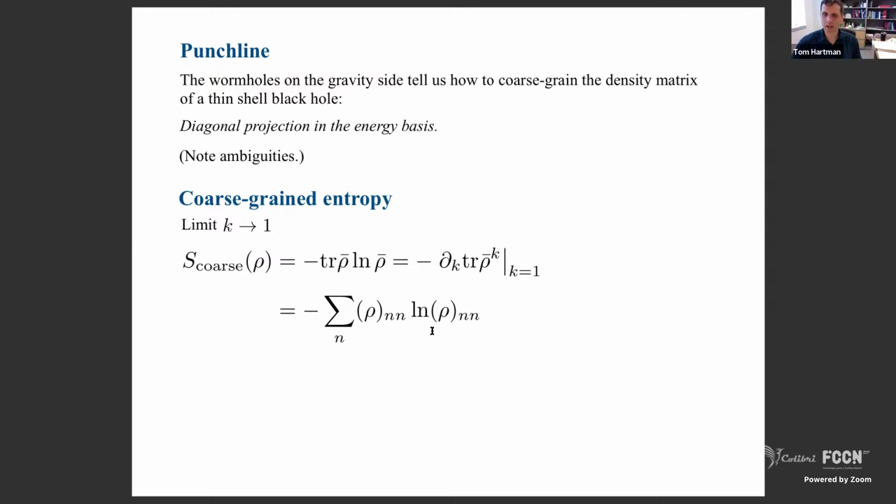Since our coarse graining was a diagonal projection, we now have a microscopic formula for the coarse-grained entropy of this thin shell state. It is just the diagonal part of rho log rho.